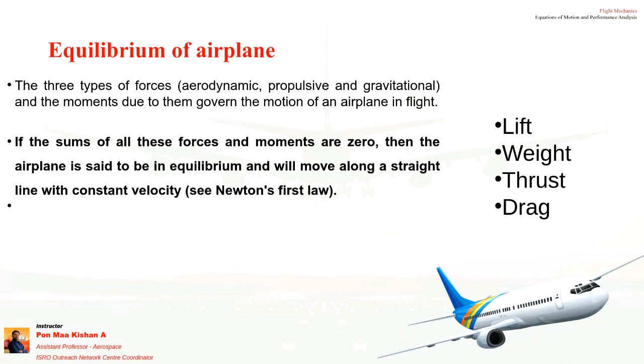Suppose I am saying that cruising is not the only equilibrium condition. If the aircraft is climbing, and it is not disturbed, climbing in a steady manner with a constant velocity and a constant angle of attack, then we can say that during the climb the aircraft is in equilibrium, or in a stable position.